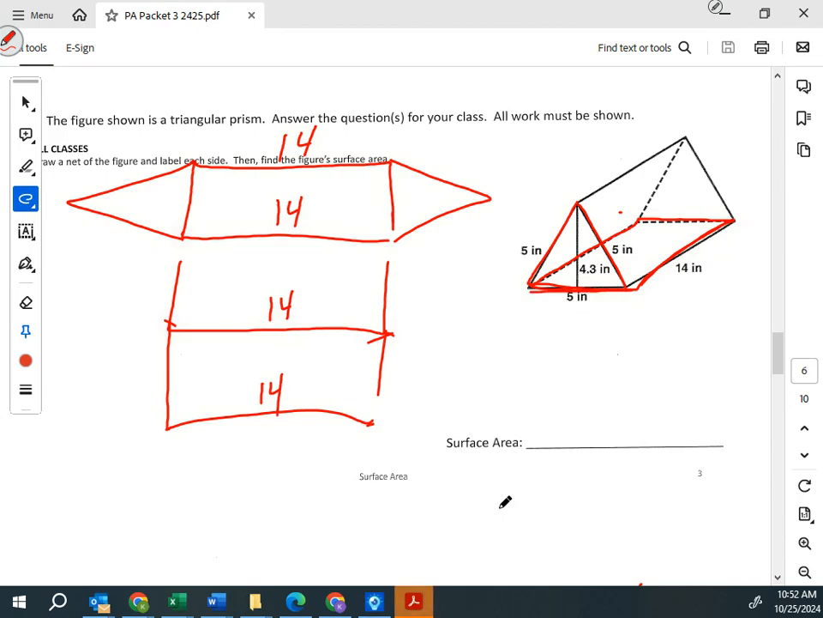The end by the triangles is 5. Our sides of our triangles are 5s. Since this side is a 5, this side must be a 5. Since this side is a 5, this side must be a 5. Because when they fold, they must match each other. And the last thing to put in is the height.